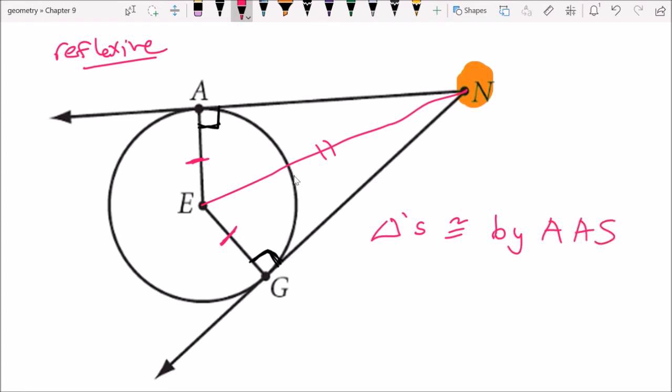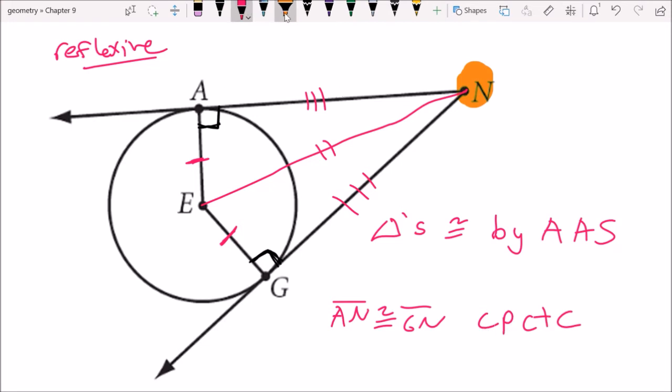And that means that all of their corresponding parts are congruent. So this is one of the corresponding parts. It corresponds to that one if it were reflected over. So I can say that segment AN is congruent to segment GN by CPCTC. Corresponding parts of congruent triangles are congruent.